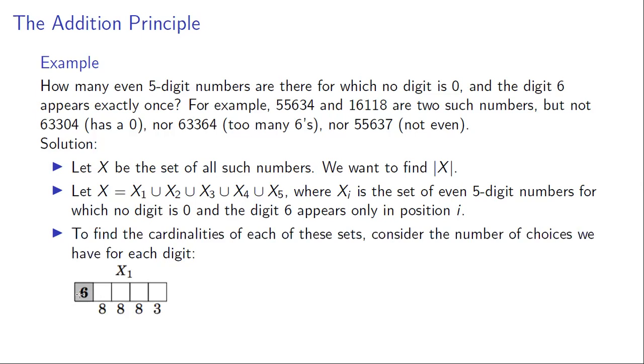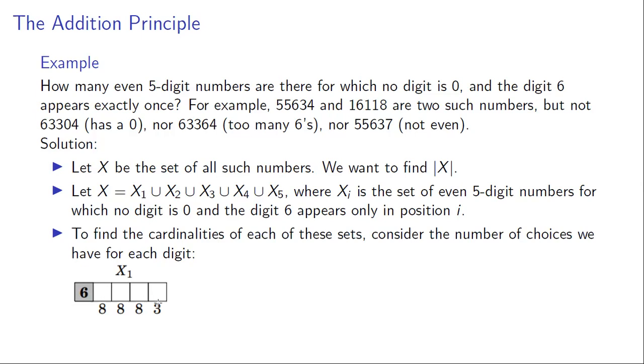Also, we cannot use 0 at all in the number. 0 appears nowhere in the number, so this cannot be 0. So we're left with 8 possible digits to put here. The next digit can also be any digit except for 0 and 6, so we have 8 choices. Again, repetition is allowed. That's not a problem for this particular example. The next digit again has 8 choices.